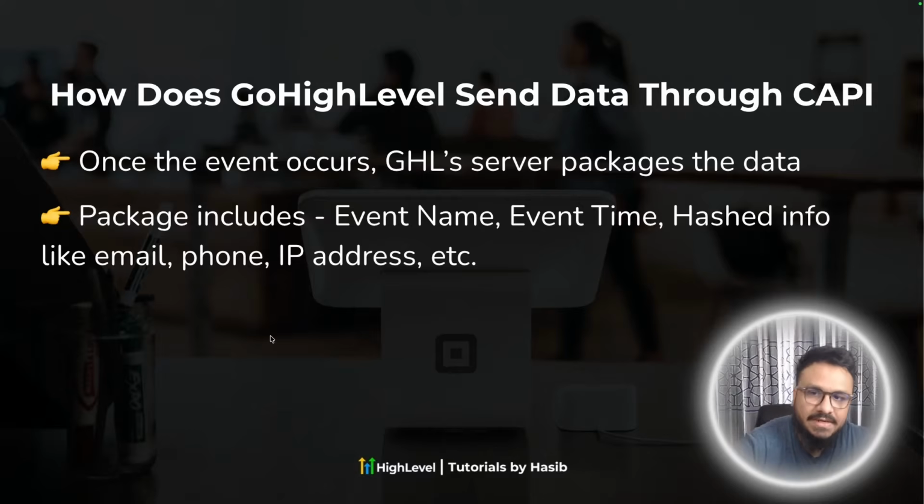Once the event occurs, GHL's server packages the data. So let's just say someone fills out a form on our funnel page. GoHighLevel will receive that data: their name, email, phone number, any other information that they have submitted in that form. That data will be packaged by GoHighLevel internally, so you don't have to package that data yourself. It does it for you. The package includes event name, event time, and hashed info. Hashed info means encrypted info. So their email, phone number, any sensitive information gets encrypted. That's basically known as hashed info.